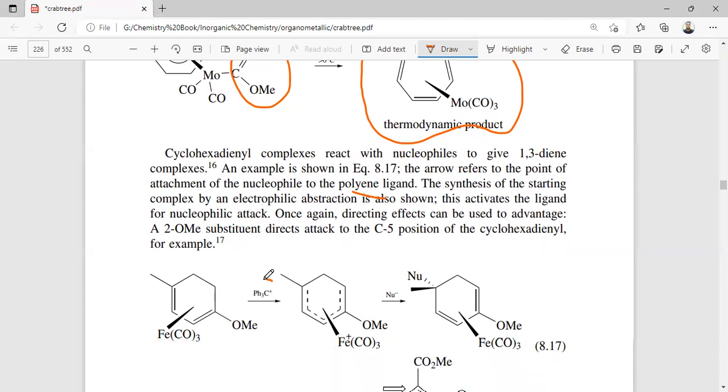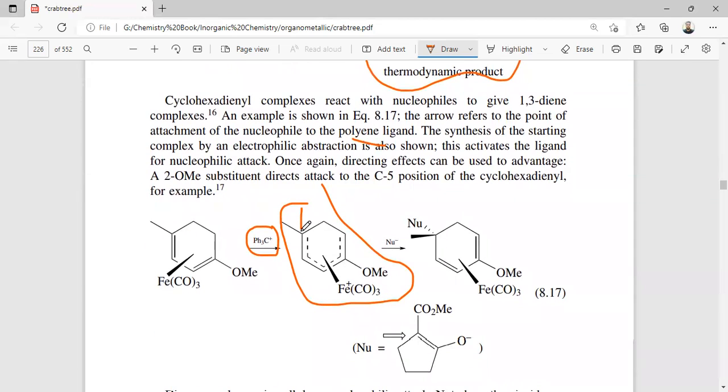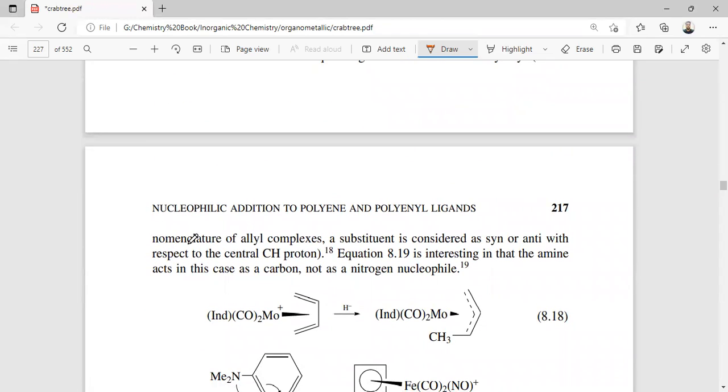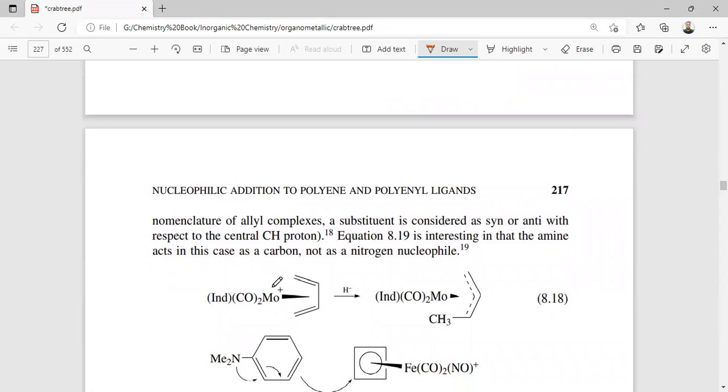So here, in this electrophilic attack, it abstracts the hydride. Here this electron density is increased, then the nucleophilic attack occurs at this carbon to form this intermediate. So a diene complex gives an allyl on nucleophilic attack. Note how the cisoid conformation of the butadiene gives rise to the anti-methyl allyl. In the nomenclature of allyl complexes, a substituent is considered as syn or anti with respect to the central CH position. The amine's attacking atom is a nitrogen, not a carbon.